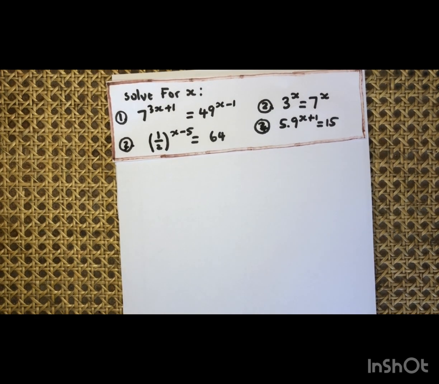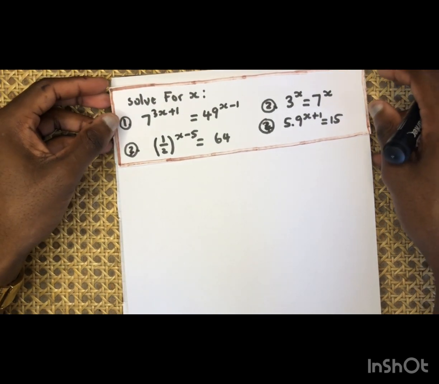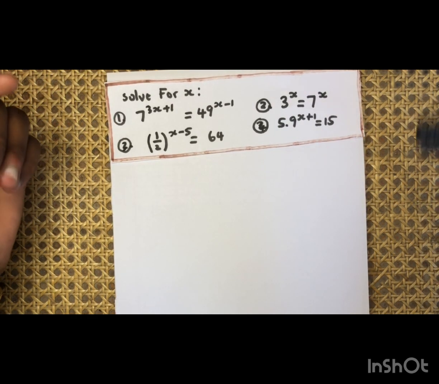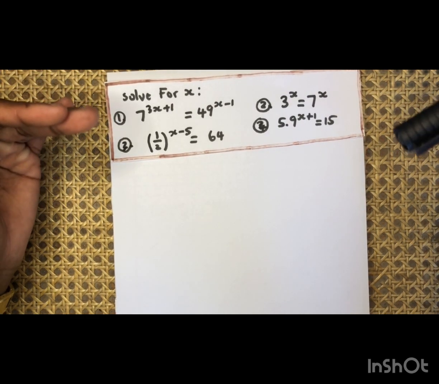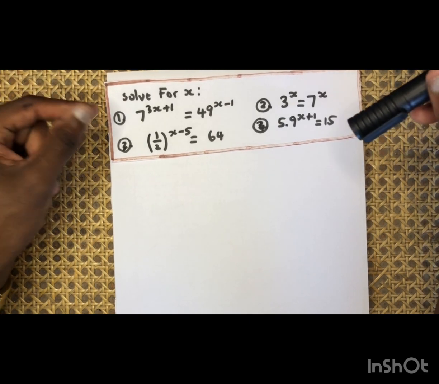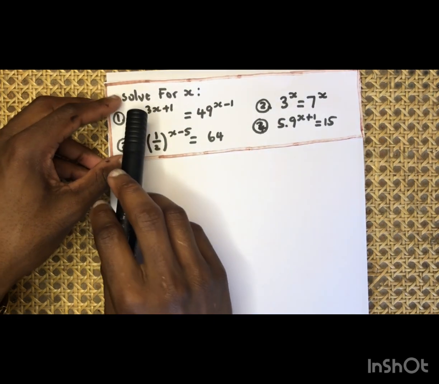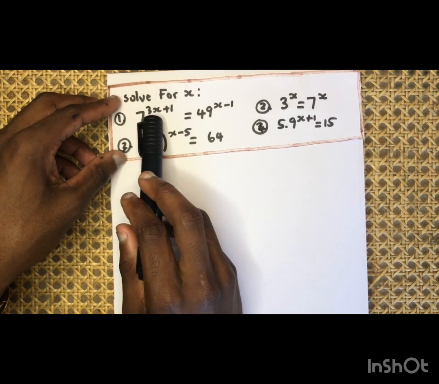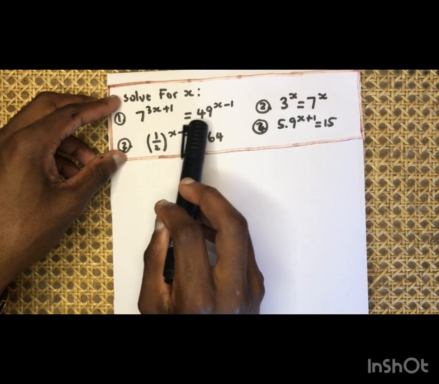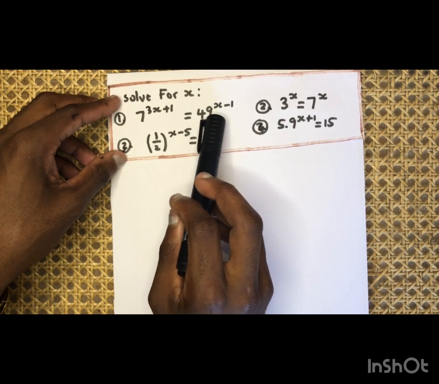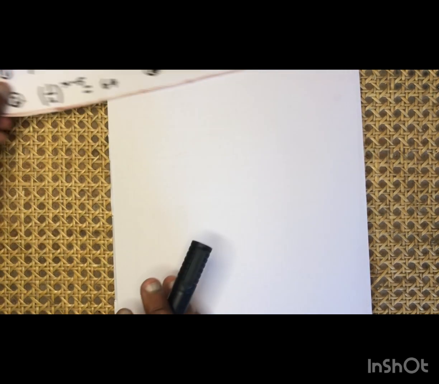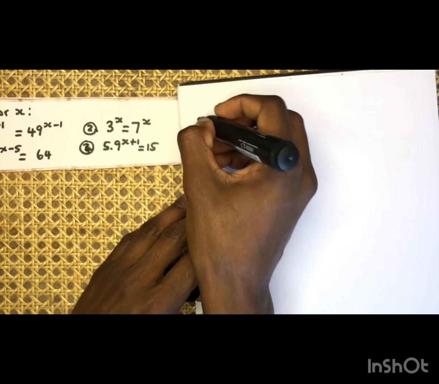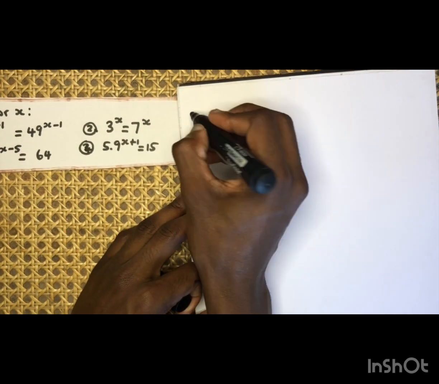Good day once again, grade 11. So now we are attempting the typical exam questions that you normally get in grade 11. Number 1, solve for x. We are given 7 to the power 3x plus 1 equals 49 to the power x minus 1. Okay, let's do number 1 together. Remember, you can pause the video and try to attempt this question on your own.